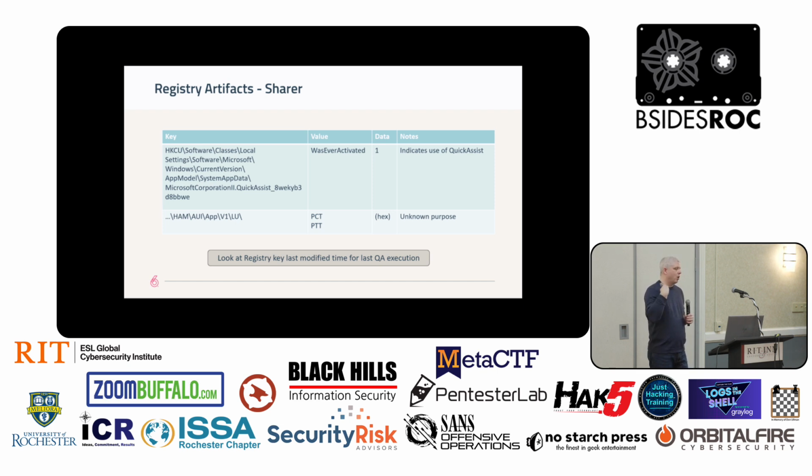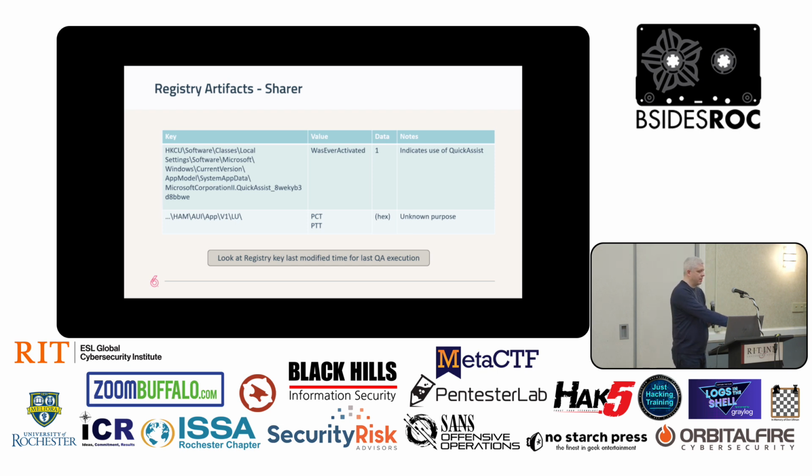I think it will also, every time you run it, go in and probably reset that to 1. So the last write time, the last modified time for that key, is going to show you the last QA execution. If you lost all other artifacts, you might get lucky and see this. And if you didn't have the event logs and the user says, I never connected to Quick Assist, their registry is going to say otherwise.